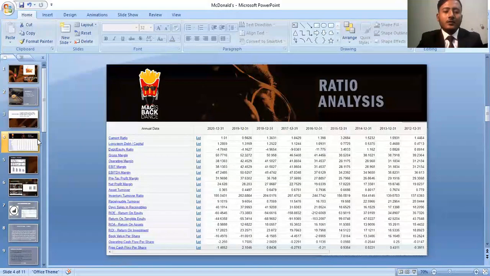As you can see, there is a lot of information comparing different years' data, like current ratio, long-term debt capital, debt equity ratio, gross margin, operating margin, EBIT margin, EBITDA margin, pre-tax profit margin, net profit margin, asset turnover, inventory turnover ratio, receivable turnover, days sales in receivable, return on equity, return on tangible equity, return on asset, return on investment, book value per share, operating cash flow per share, free cash flow per share.